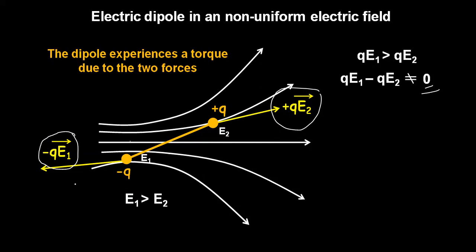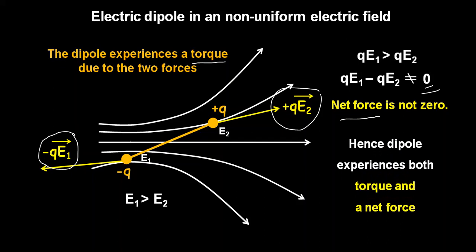Unlike the forces that got cancelled when the dipole was placed in a uniform electric field, here QE1 minus QE2 is not equal to 0, which implies the dipole is acted upon by a net force. So whenever a dipole is placed in a non-uniform electric field, it will experience a torque as well as a net force. So that is your conclusion. Hence, when a dipole is placed in a uniform electric field, it experiences only torque but no force. But whenever a dipole is placed in a non-uniform electric field, it will experience both torque as well as a net force. So I hope you have understood this topic.